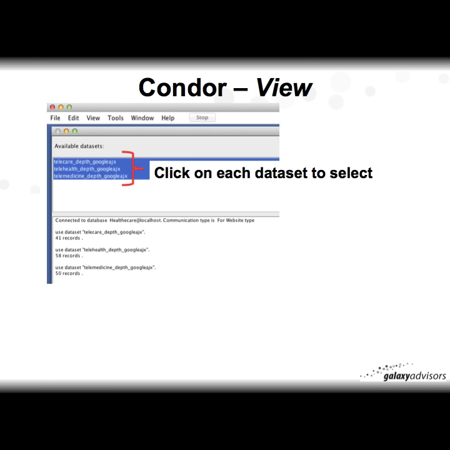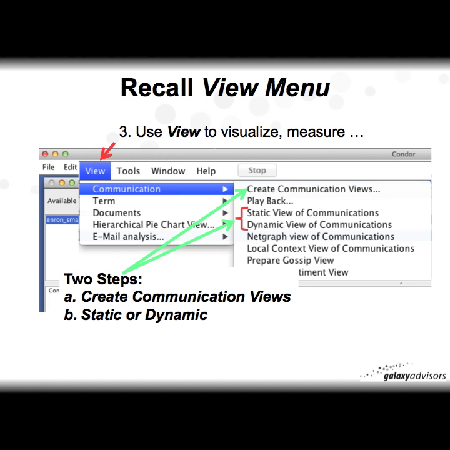Then what you're going to do is to click on each data set to select it. So if you click on Telecare, you're going to see that it has 41 records. You click on Telehealth, it has 58 records. Click on Telemedicine, it has 50 records. So now I've got these 3 data sets that I'm going to analyze all at once.